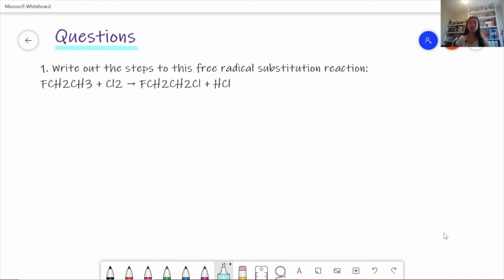Now we're going to look at some questions. So for question 1, write out the steps to this free radical substitution reaction. So the first thing we need to remember is that free radical substitution comes in 3 steps. The first step is initiation, the second step is propagation, and the third step is termination. So the first step is initiation.